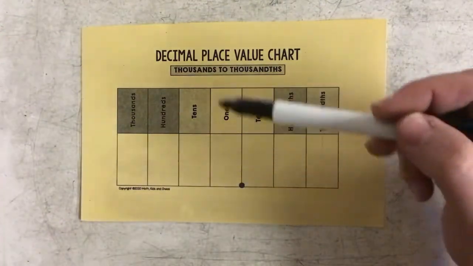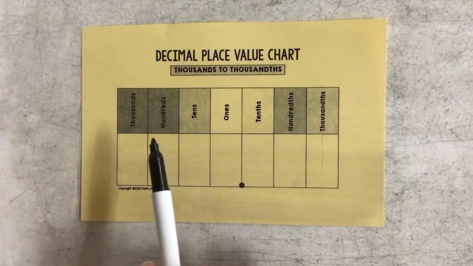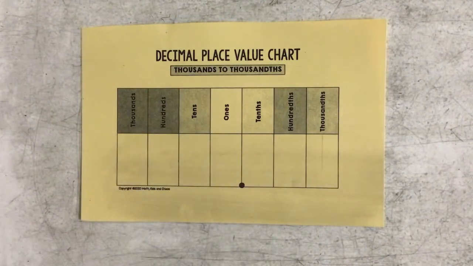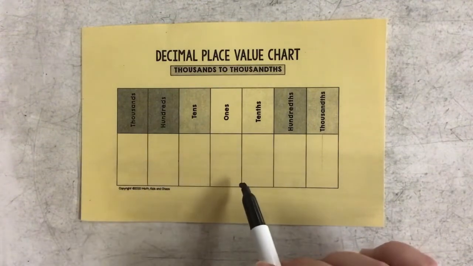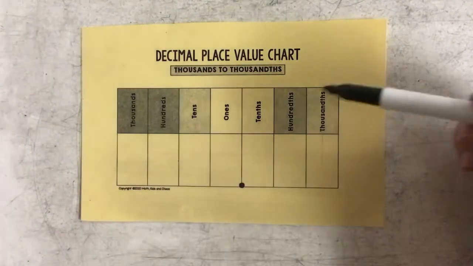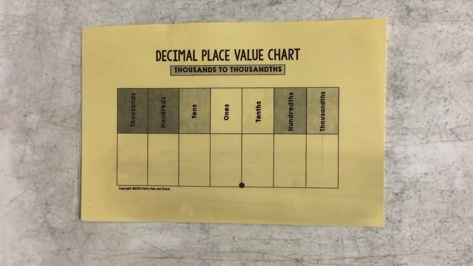You'll notice on this side of the decimal point are places that you are familiar with: thousands, hundreds, tens, ones. These are all places that we know already, but what you see after the decimal point are maybe some new place names, and we need to know what these place names are.